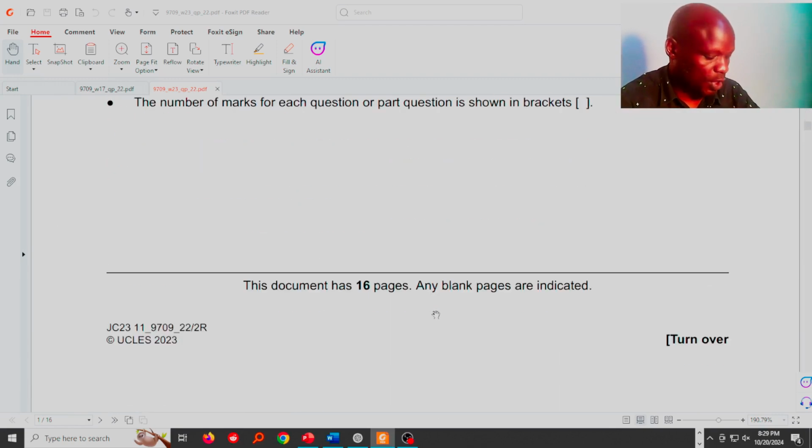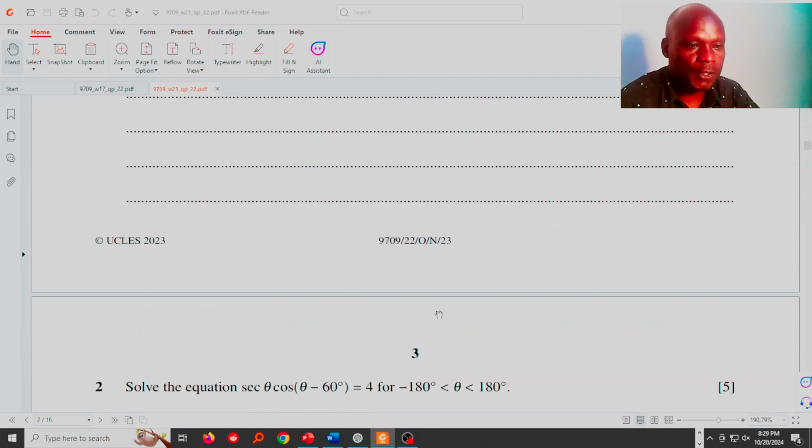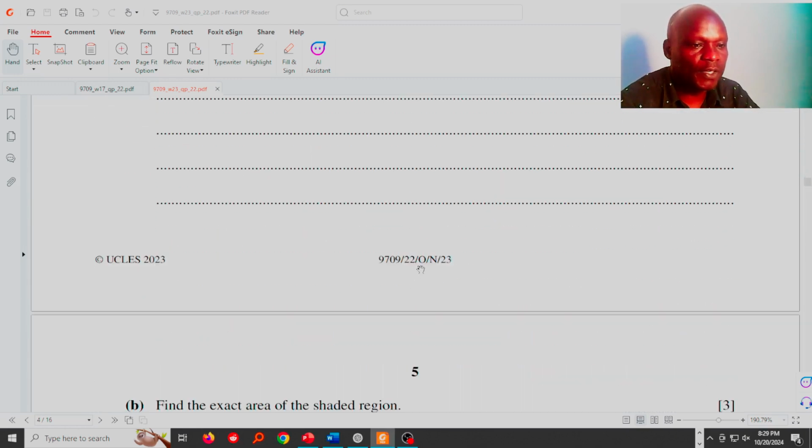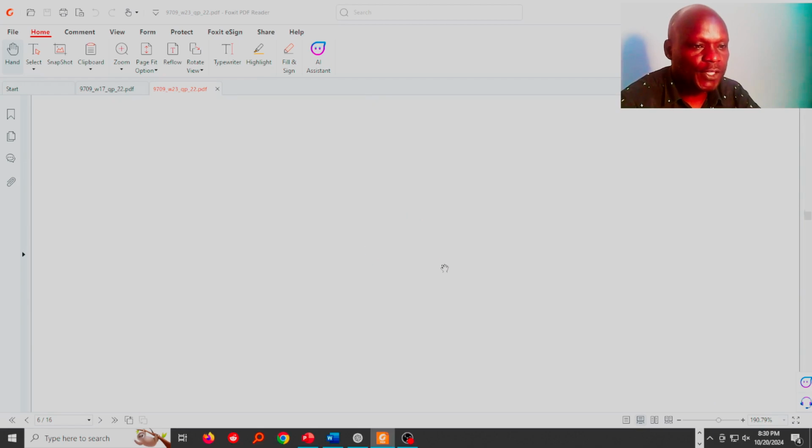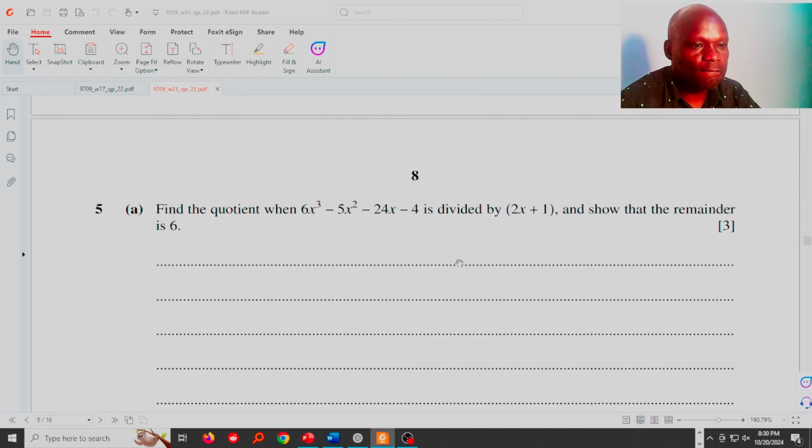So the question for today is integration, and it is question 5. Find the quotient when 6x cubed minus 5x squared minus 24x minus 4 is divided by 2x plus 1, and show that the remainder is 6. That is 3 marks. I considered this particular question when I was looking at polynomials in my previous video, so check that playlist and see the quotient we get that gives a remainder of 6.